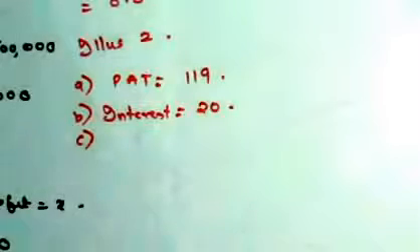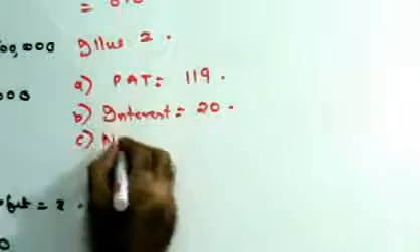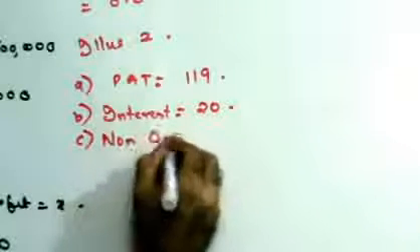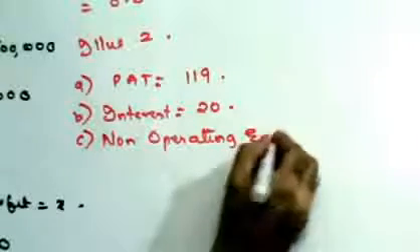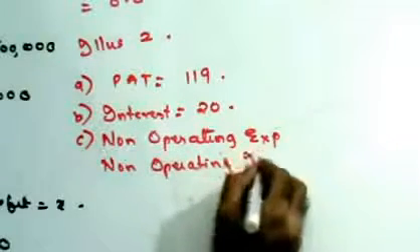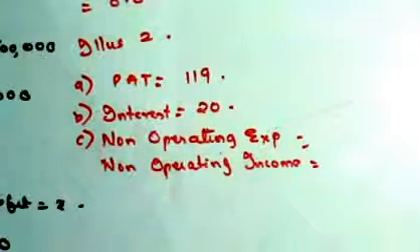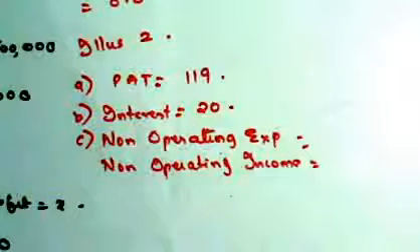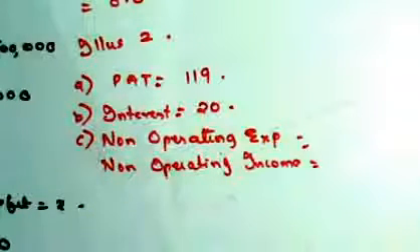The next thing I need to find out is my net non-operating expense or non-operating income or loss. Right? Let's see. Now, what do you understand by non-operating expenses? These are those expenses which are not incurred on goods. Similarly, non-operating income is that income which is not earned from goods. Right?